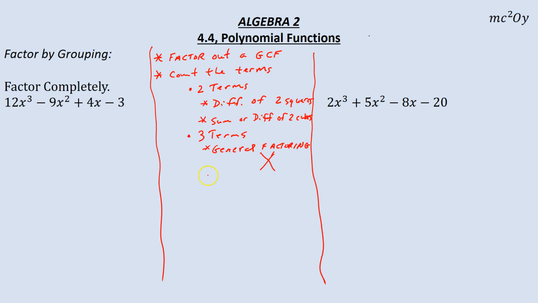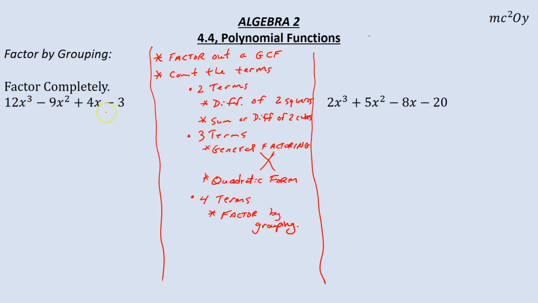For 3 terms, you can also do what we're going to call quadratic form. Okay, and I'm not talking about the quadratic formula. I'm talking about quadratic form, and we're going to see that here in a minute. But I'm going to add it now just because I know it's coming up. And then if 4 terms, you're looking for factor by grouping. And I'm going to cover all these here.